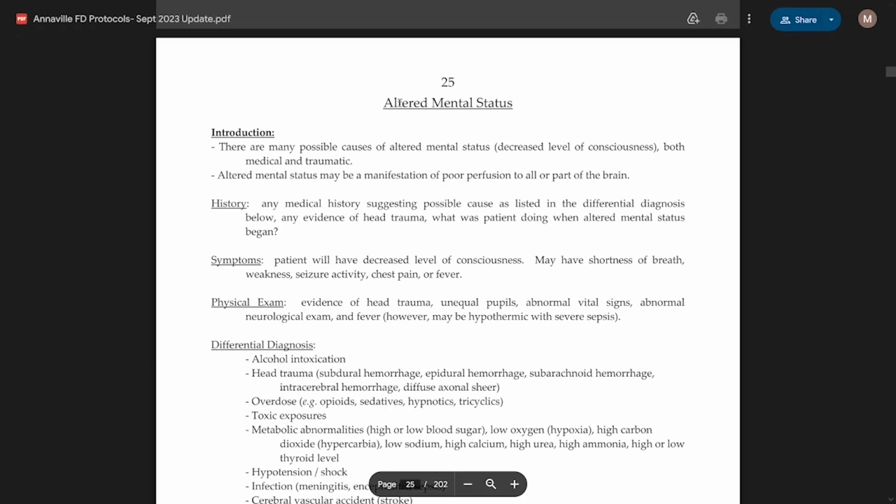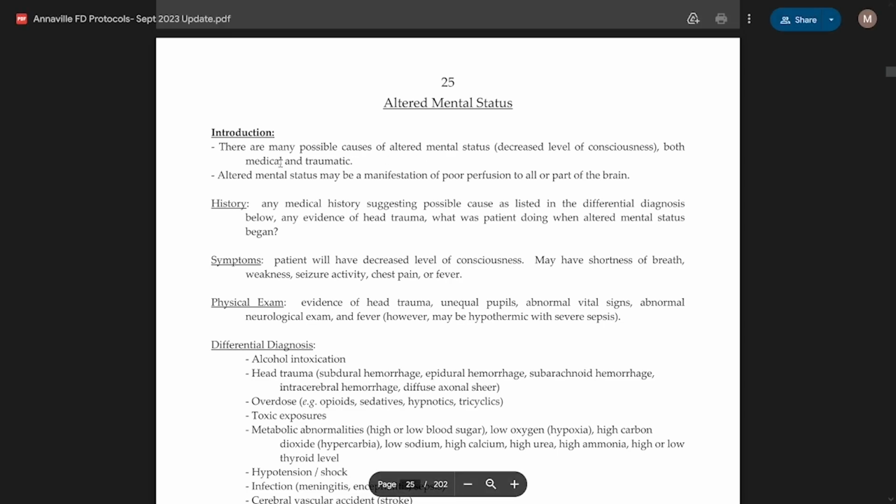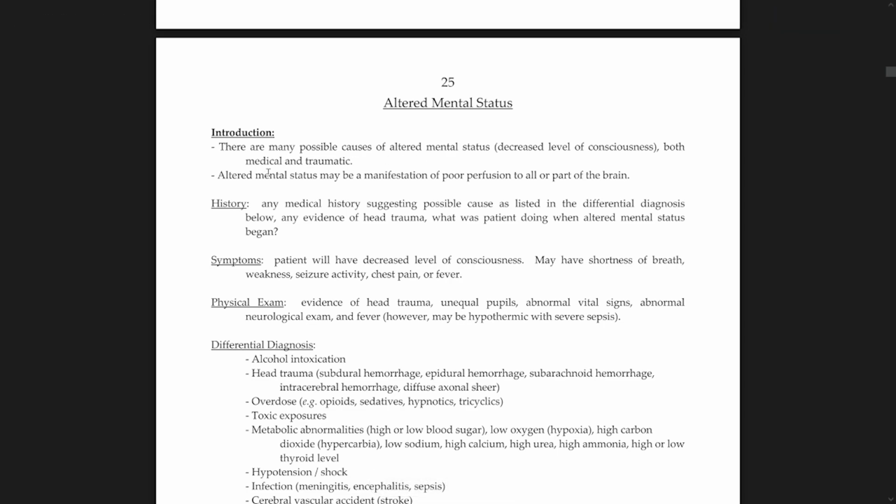Next up, we have altered mental status patients. There are many possible causes of altered mental status, which is a decreased level of consciousness, both medical and traumatic. It may be a manifestation of poor perfusion to all or part of the brain. For history, we want to gather: is there any suggestion that this may be caused by a differential diagnosis below, such as evidence of a head trauma? What was the patient doing when the altered mental status began?